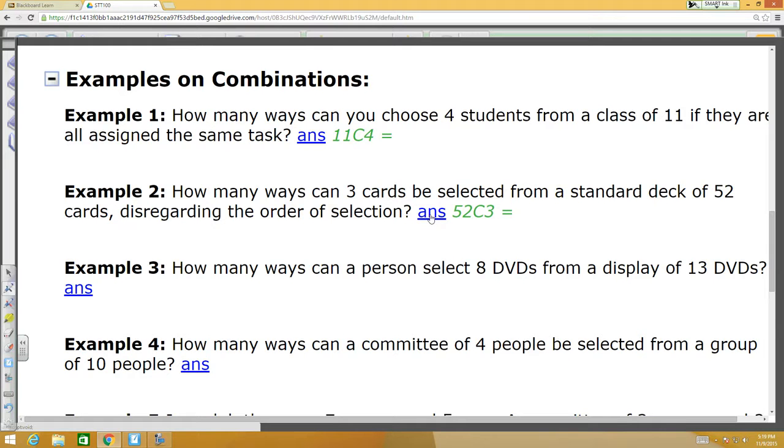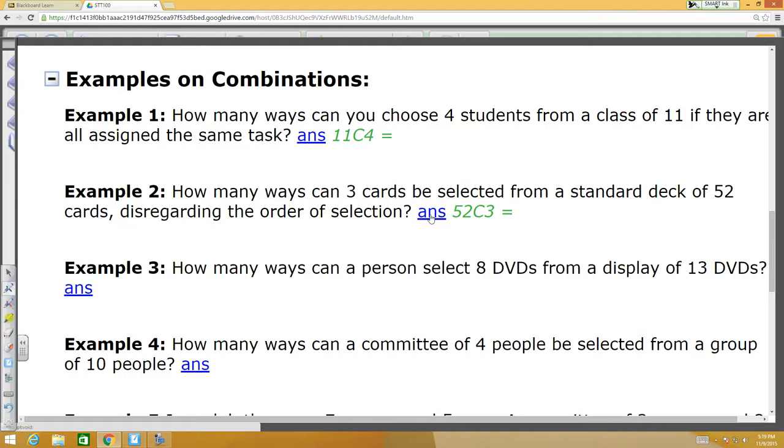How many ways can a person select 8 DVDs from a display of 13? Do you all agree that the first example is C? Yes. What is the reason? Because they assign the same task, so the order of the selection doesn't matter. How about example 2? Why C? Because we disregard the order of selection. Clearly mentioned, we don't care about the order.